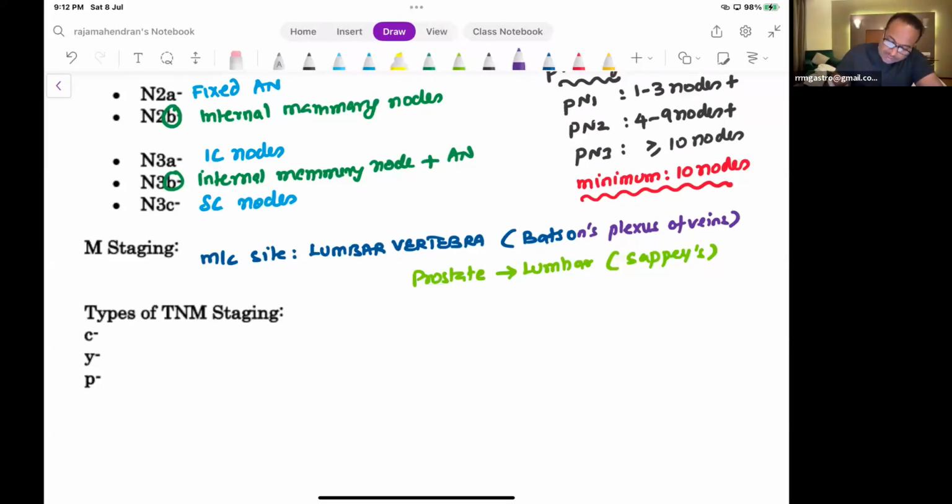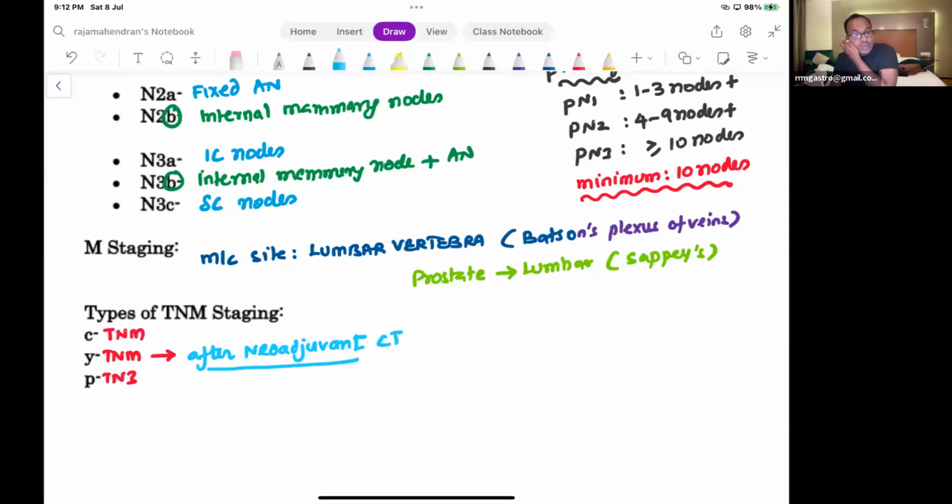So please don't forget, there are 3 types of TNM staging: CTNM, YTNM, PTNM. Can you tell me what Y stands for? YTNM stands for status post neoadjuvant therapy. After neoadjuvant chemotherapy, the staging is called Y. Pathological TNM staging is done by pathologists, not by us, from the pathological specimen.